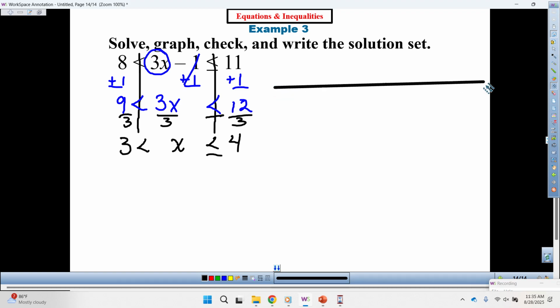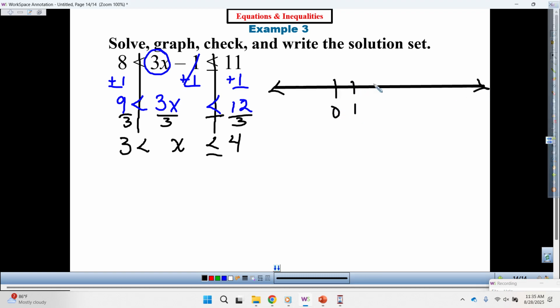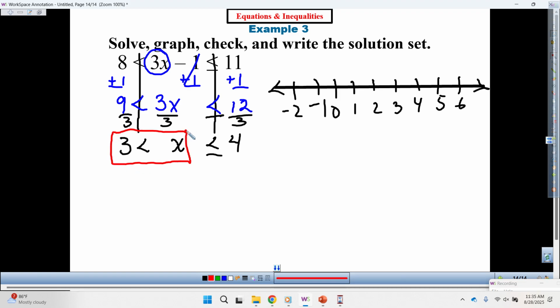Let's get our number line. There it is. I'm going to put the 0 somewhere right here. Got 1, 2, 3, 4, 5, 6, -1, -2. All right. Let's go with the left side. Carlos, tell me how to graph that. Open circle on 3.